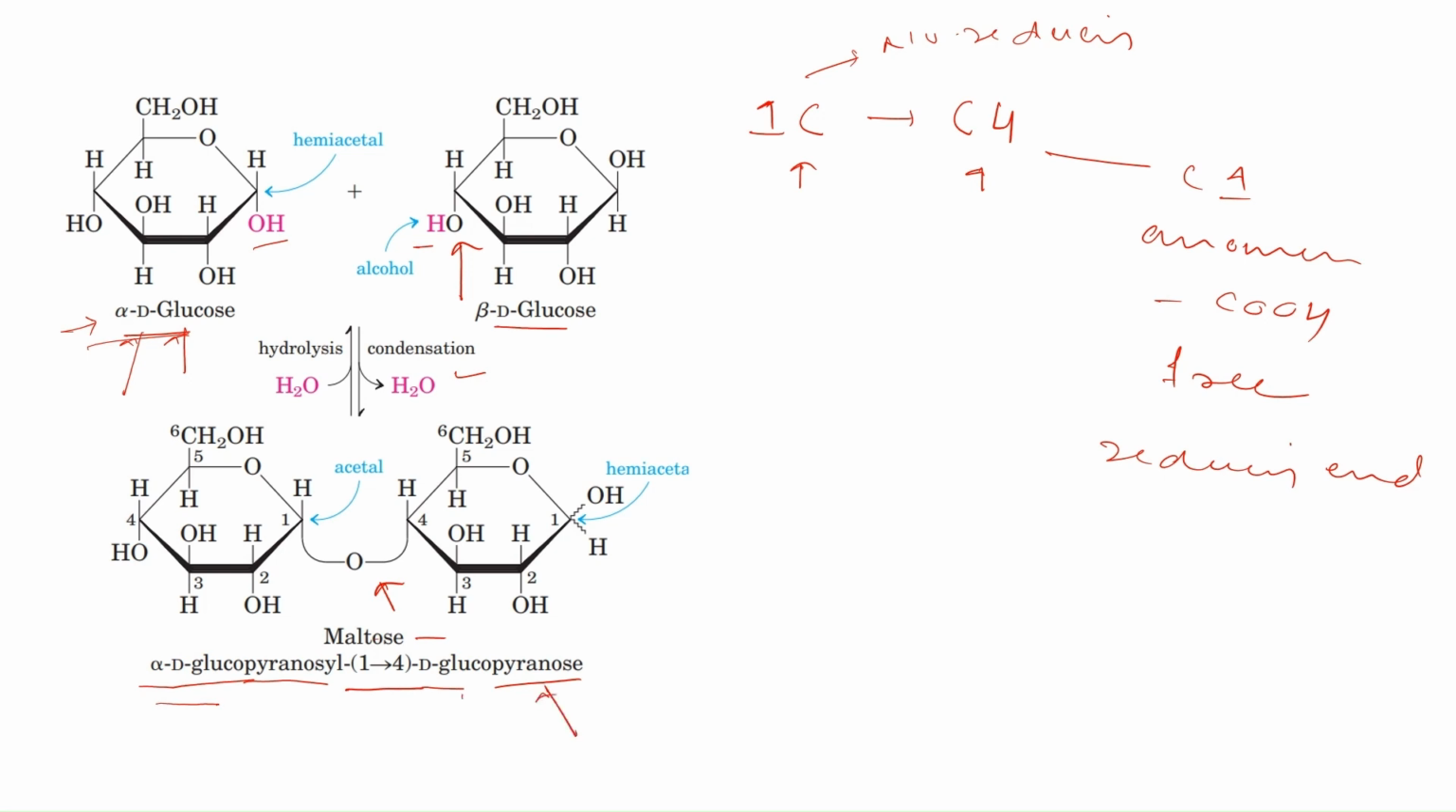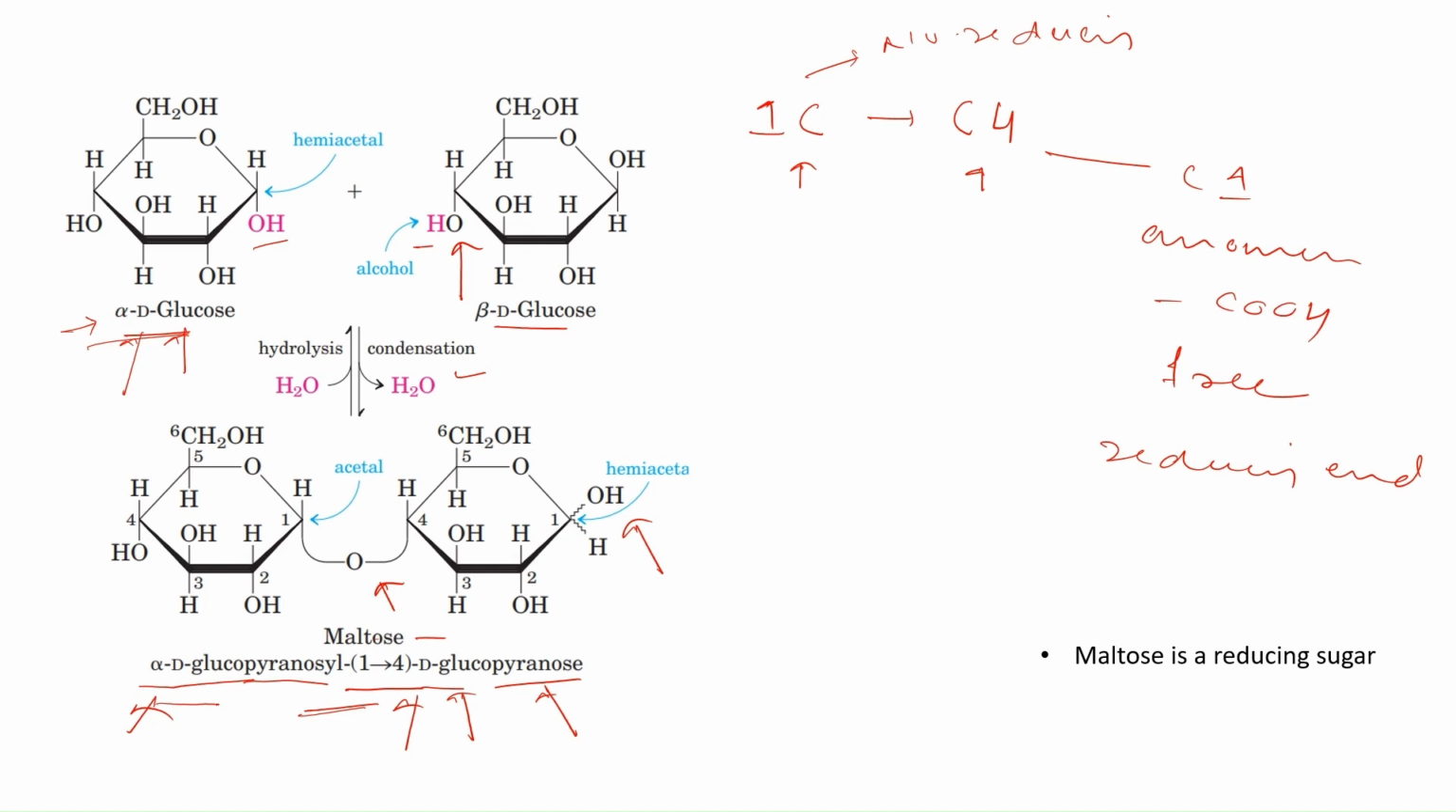Pyranose because of the pyran ring, gluco because of glucose, D because the OH group attached to the farthest carbon is on the right hand side. Alpha, because the OH group attached to the first carbon is on the opposite direction to the group attached to the sixth carbon. And this 1 to 4 is the position of the bond: first carbon of first glucose with fourth carbon of second glucose molecule. Its one end is free, so maltose is a reducing sugar.